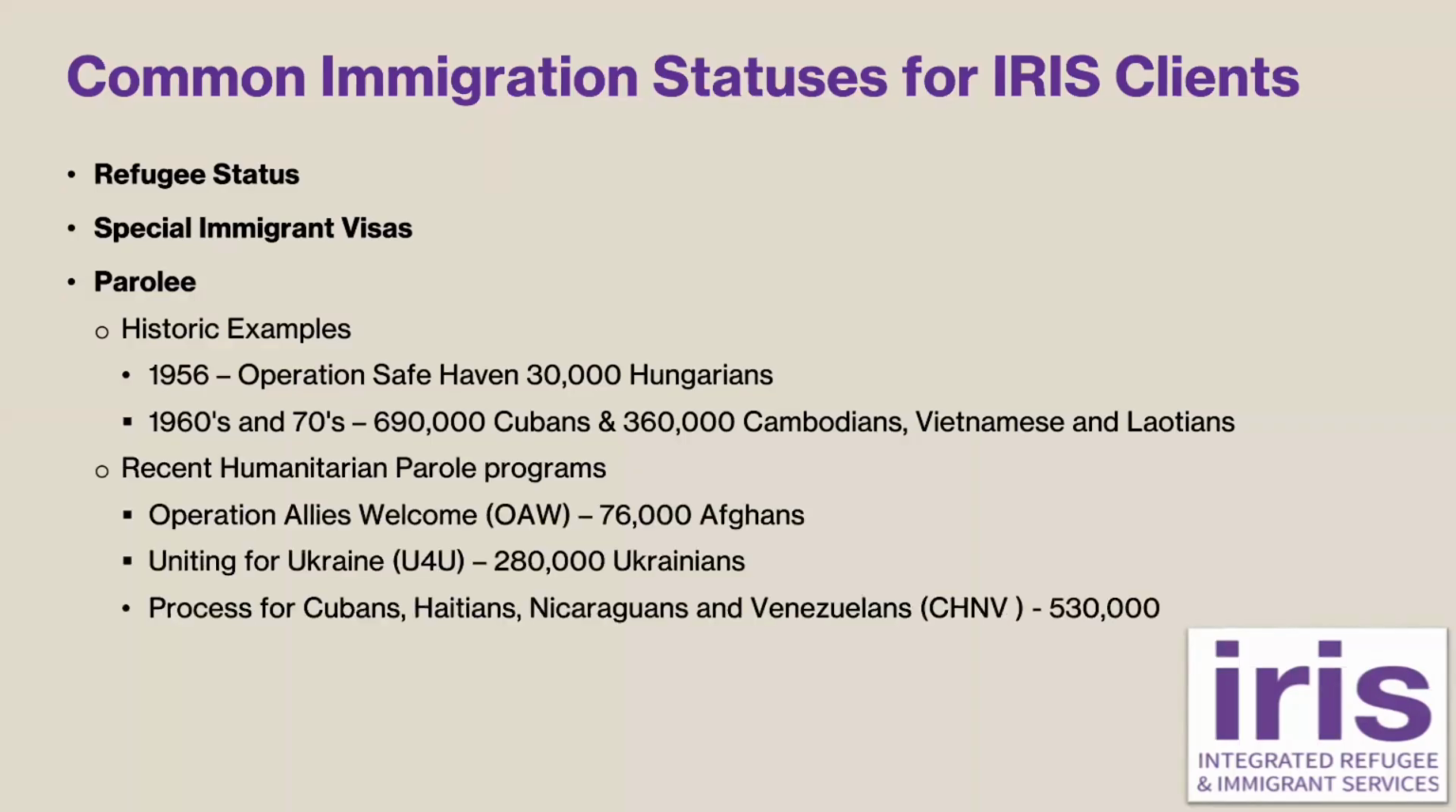More recently, Afghans have been welcomed as parolees, 200,000 total since the Taliban takeover, while 76,000 were welcomed after the initial evacuation wave in August of 2021.